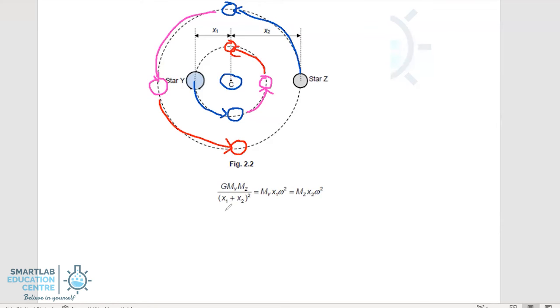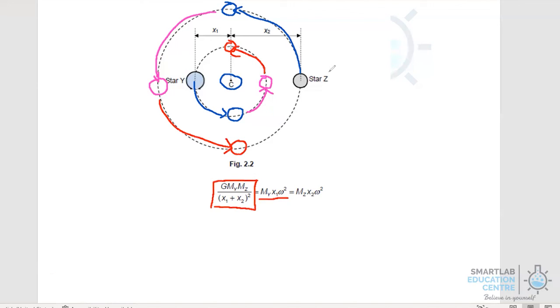So in terms of the gravitational force acting on each other, they are equal. And since action equals reaction, the gravitational force that acts on Y is actually the centripetal force, and the same gravitational force that acts on Z is the centripetal force that acts on star Z. What's more important when you solve this question is that you need to note that both the stars have the same angular velocity.